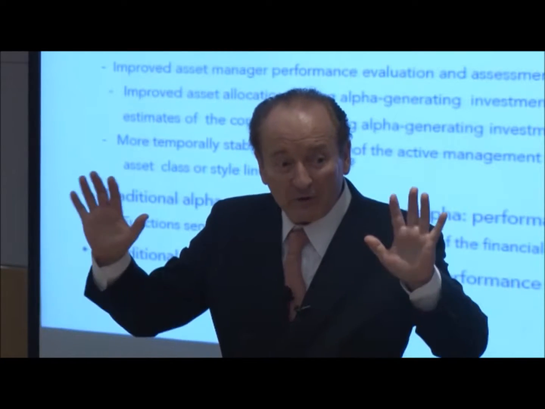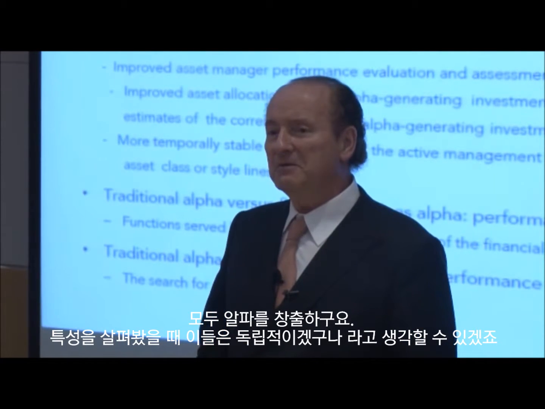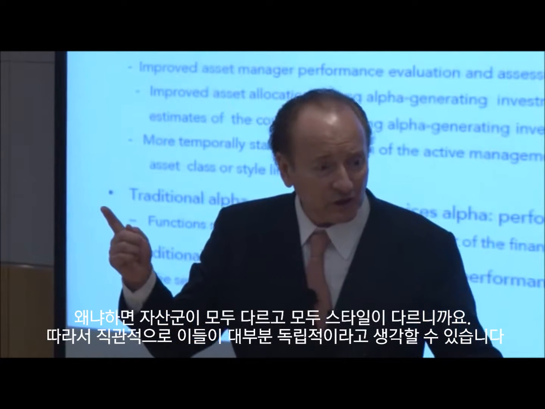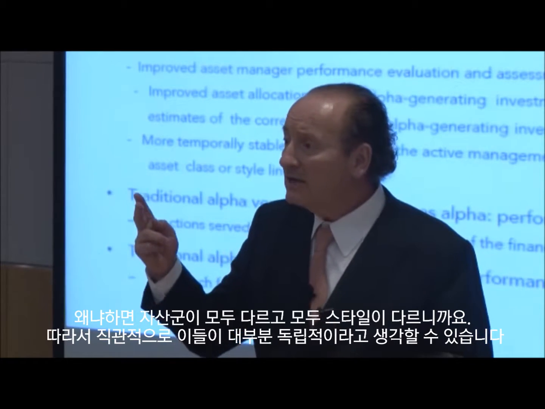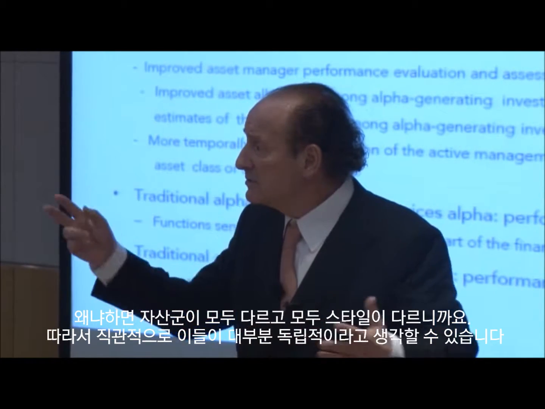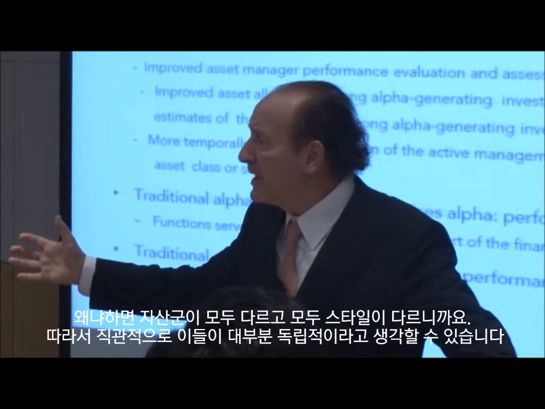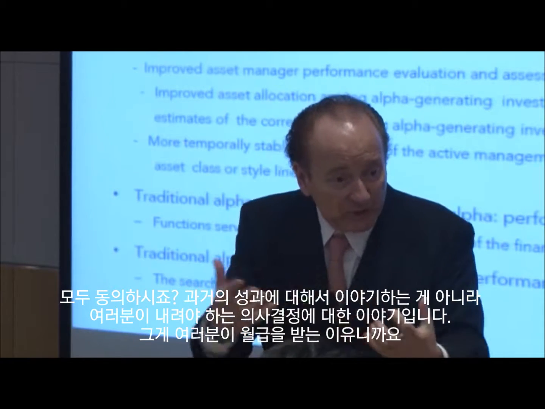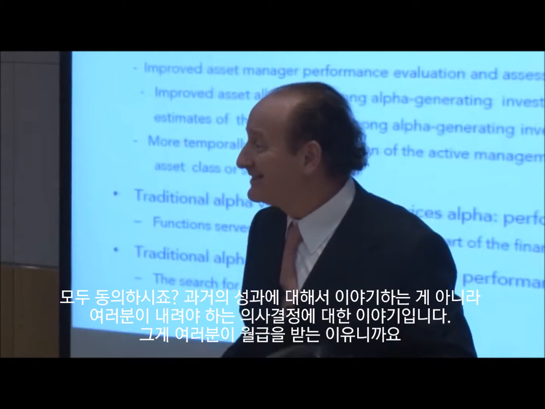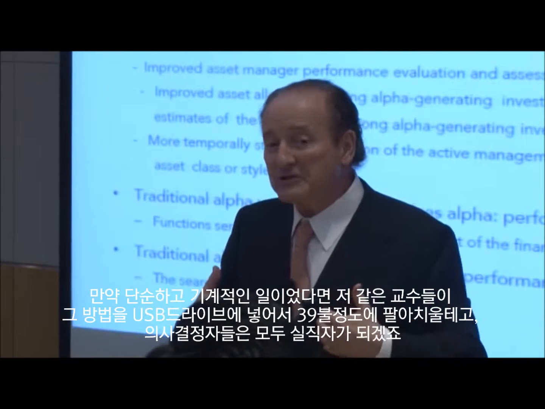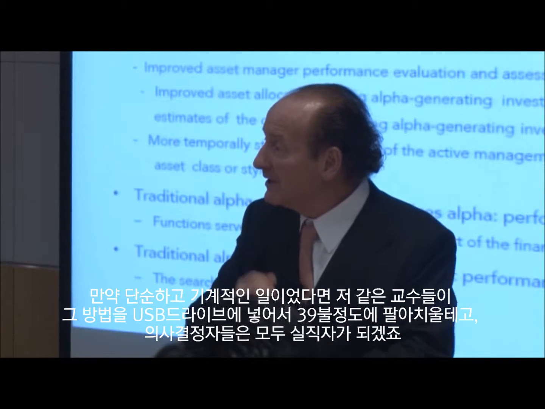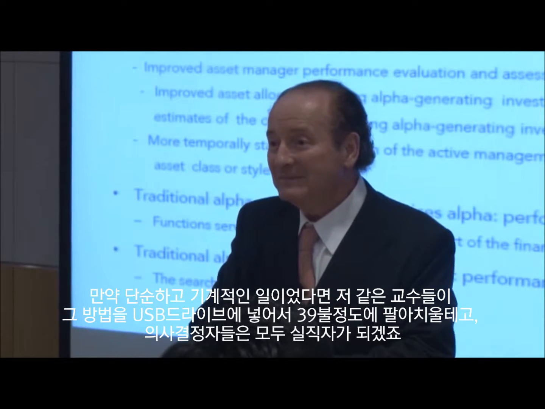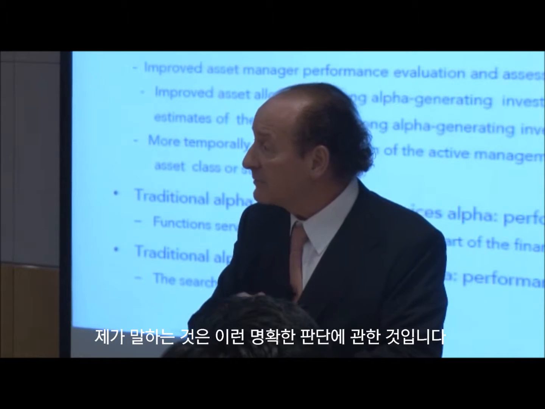And there are 10 of them. And we know they have alpha. So we say, these are probably pretty independent. They're in different asset classes, right? And they have completely different styles. So intuitively you feel they're pretty independent. You agree? I mean, I'm not talking about the past history you already have. I'm talking about when you're making judgments, why you get paid. Because if it was mechanical, professors like me would put it on a USB port and sell it for $39 and nobody would have a job. But it's precisely the judgment in these things that I'm talking about.